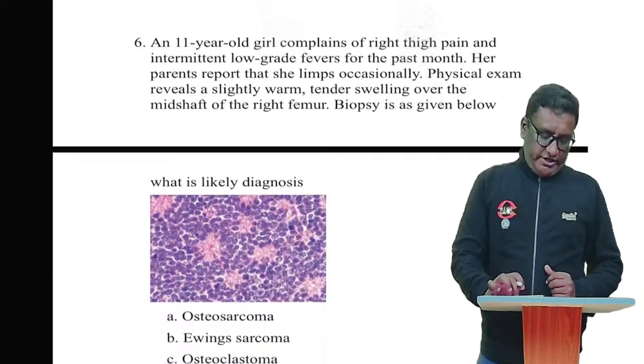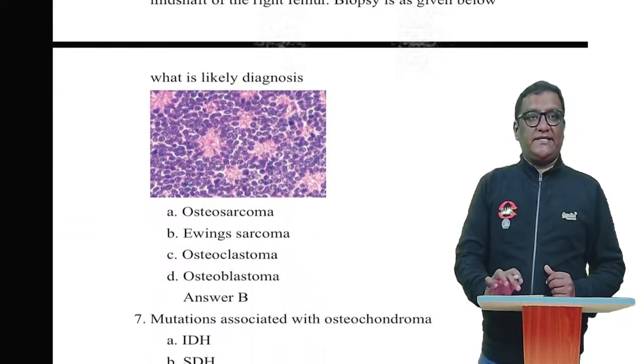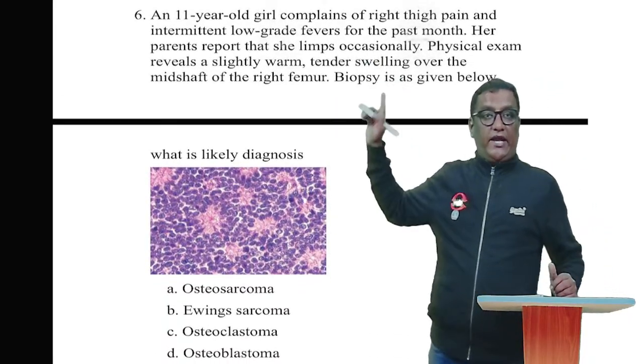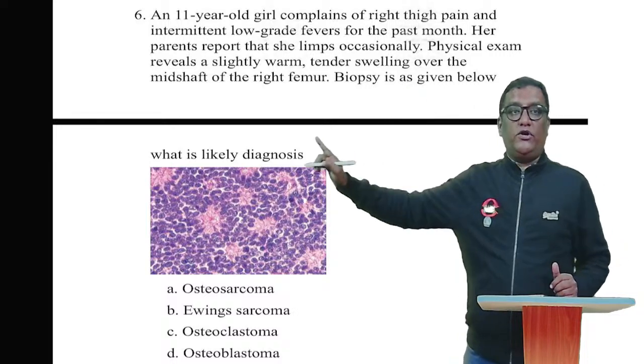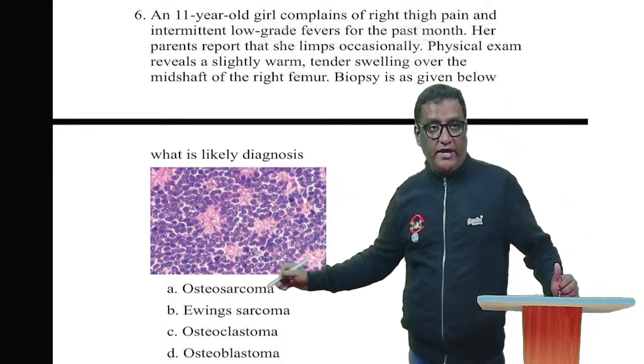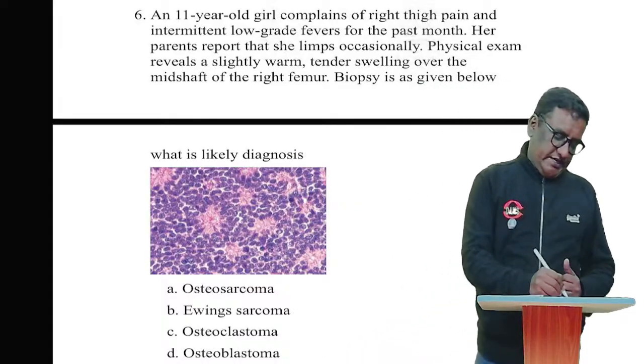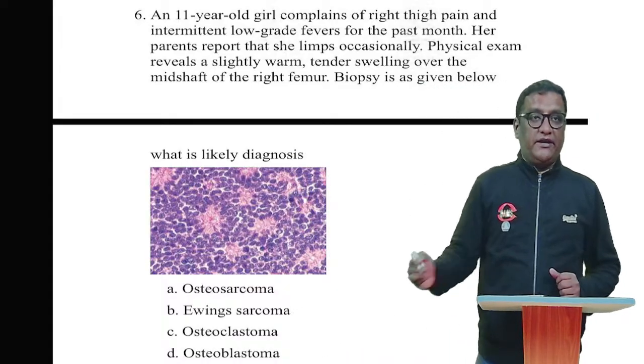Okay, next question. Let us look at this question now. Question number 6. Let me see what is this question saying. Okay, last line, lengthy one. Biopsies as given below. What is the likely diagnosis? Osteosarcoma, Ewing sarcoma, osteoclastoma, osteoblastoma. 4 options are given. Again, it's a tumor. Same 4 options are there.